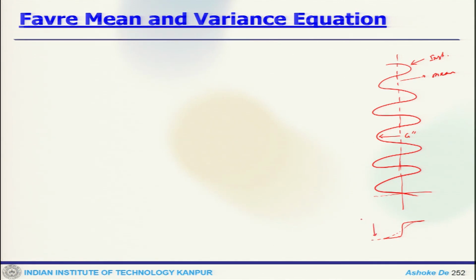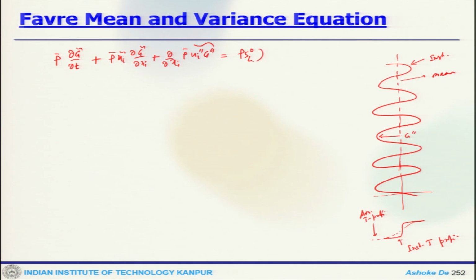So this is our average T profile, and this is instantaneous T profile. Okay. So we can write for the Favre-mean equation, which is rho bar plus rho bar x I plus rho x I rho bar S L 0 sigma bar rho d kappa sigma, and along with that we can write another equation which is in terms of variance.